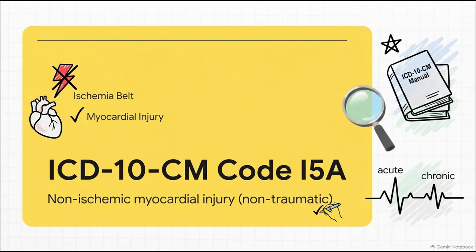Okay, so how do we actually translate all this incredible clinical science into our coding language? When your chart review confirms an injury without ischemia, whether it's acute or chronic, here is your target code: I5A, non-ischemic myocardial injury, non-traumatic. Honestly, adding this code to the ICD-10-CM manual was a massive game changer. It finally gave us a highly specific way to capture this exact clinical scenario so we don't end up incorrectly defaulting to an MI code.